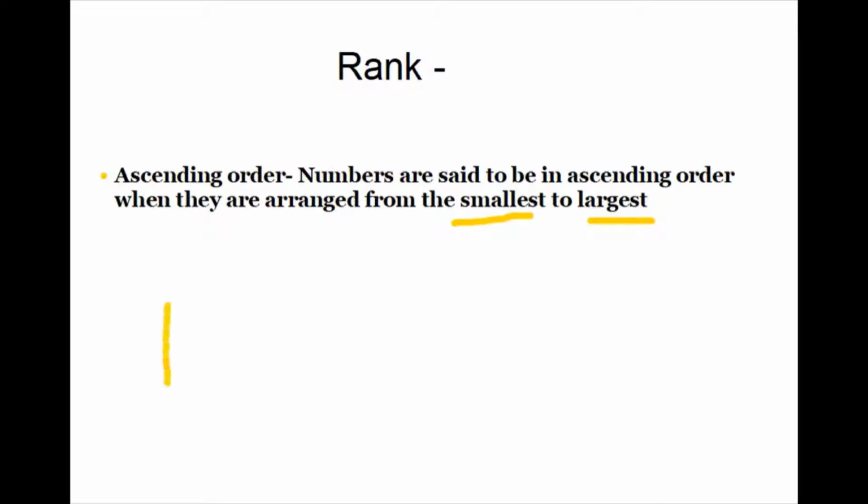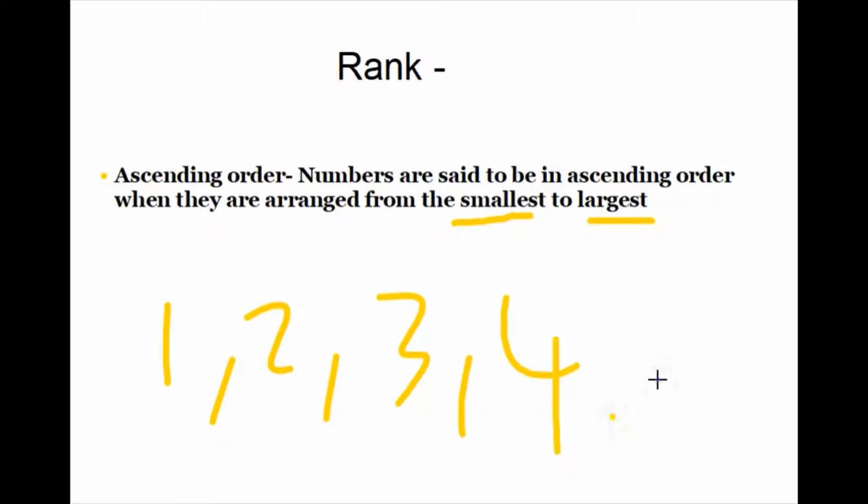This could be 1, 2, 3, 4, and so forth. We can see that 1 is the smallest and the second smallest is 2, then 3, and 4. There's no way we can put 4 in the middle because then the data won't be ordered anymore. So numbers are said to be in ascending order when they are arranged from the smallest to the largest.